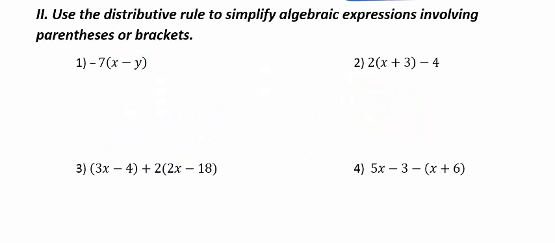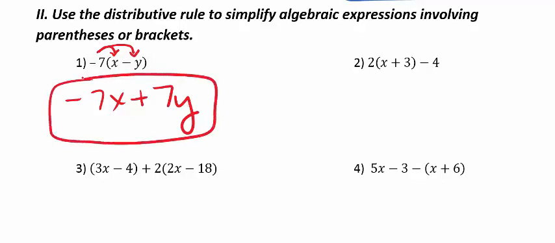We're going to use the distributive rule to simplify algebraic expressions involving parentheses or brackets. So we're going to take this -7 that's in front of these parentheses, and we need to multiply it by every term that's inside of the parentheses. And a -7 times x is going to be a -7x, and then a -7 times a -y is going to be a plus 7y. And then we can't combine these, they're not like terms, so we're done.